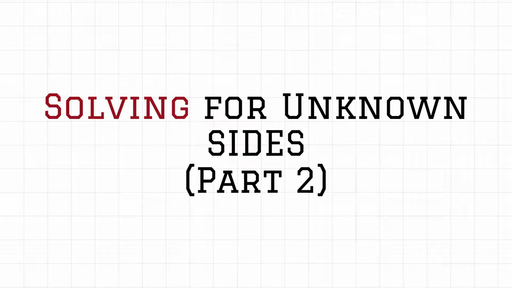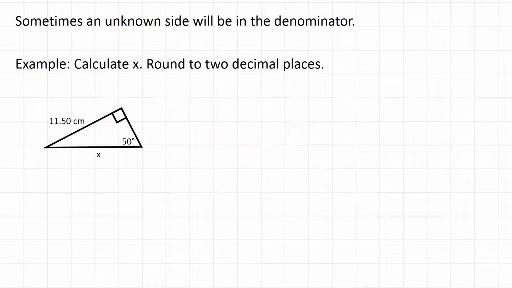In this video, we'll look at solving for an unknown side when it appears in the bottom of a fraction from a trig ratio. So sometimes the unknown side will be in the denominator. It just means that we have basically one extra step that we have to do to solve for that unknown side. And the best way to see this is just through an example.